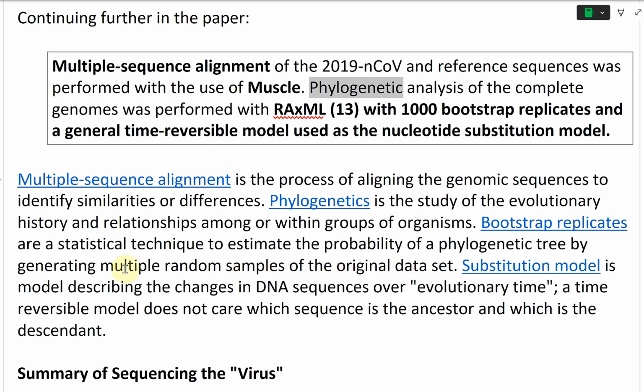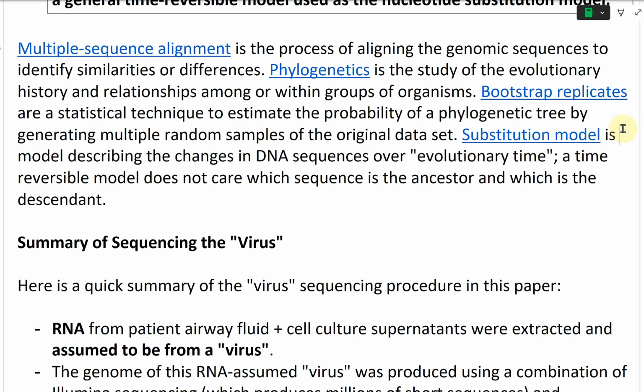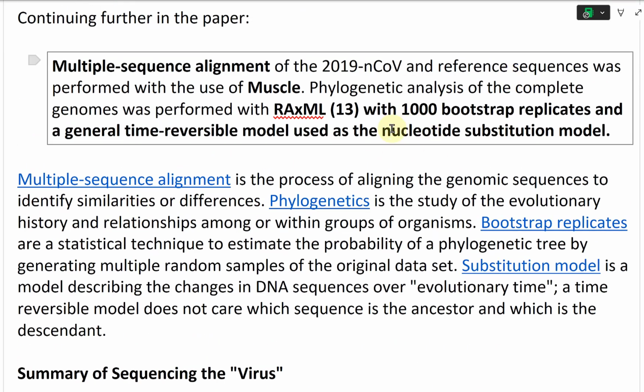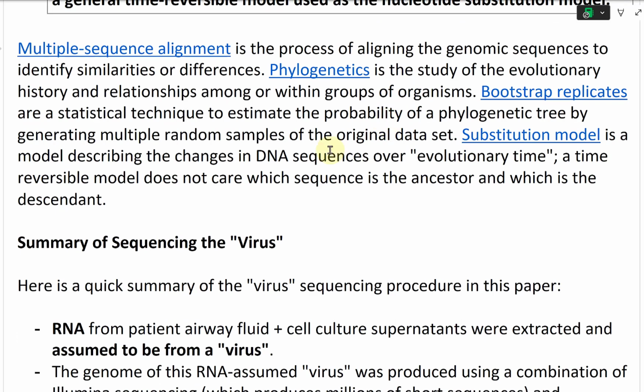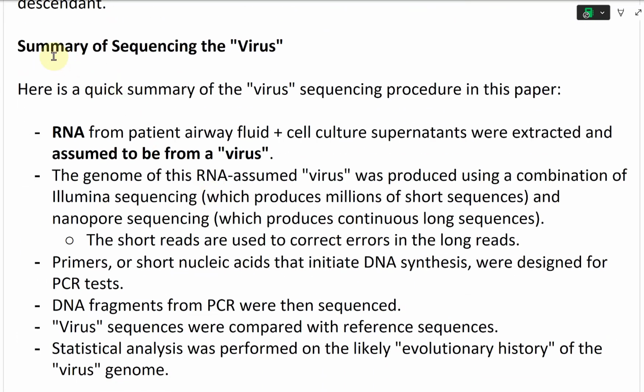And a substitution model is a model describing the changes in DNA sequences over, quote, evolutionary time. And a time reversible model does not care which sequence is the ancestor and which is the descendant. Anyways, that's just the phylogenetic analysis of these genomes and so on. And let's go over a summary of sequencing the, quote, virus.